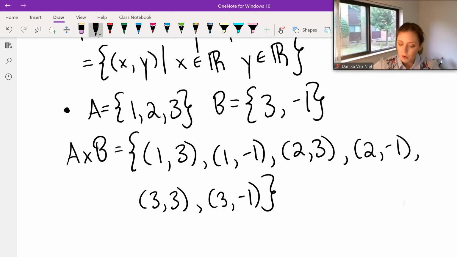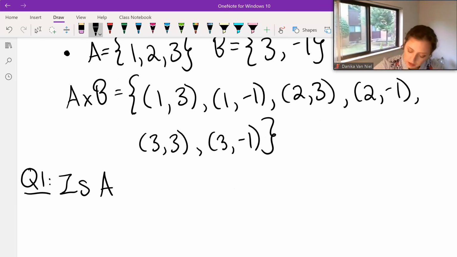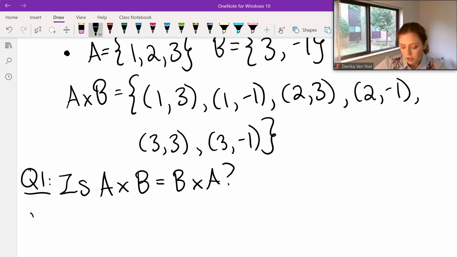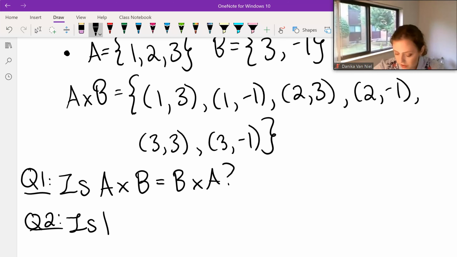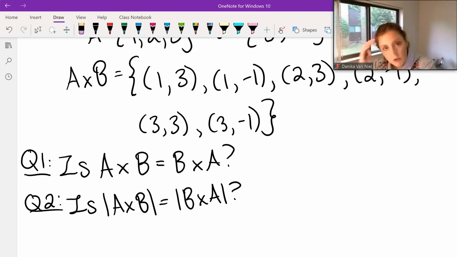Let's raise a couple of questions. Question 1. Is A cross B equal to B cross A? Question 2. How about the cardinalities? Is the cardinality of A cross B equal to the cardinality of B cross A? Okay, so take some time to think about these. Here is the answer. Hopefully you paused or something, or maybe you already know it.